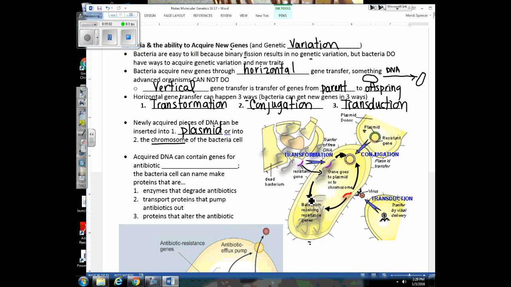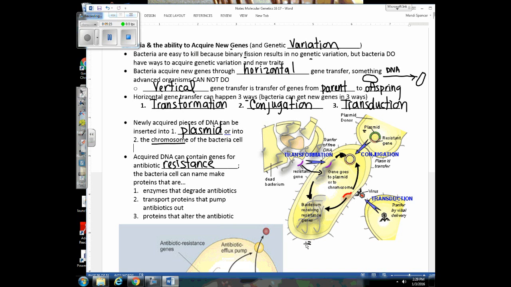Now we see that this acquired DNA often has genes on it for antibiotic resistance. So now this bacteria cell is resistant to a specific antibiotic. So let's say penicillin will no longer kill it because it acquired these extra pieces of DNA.